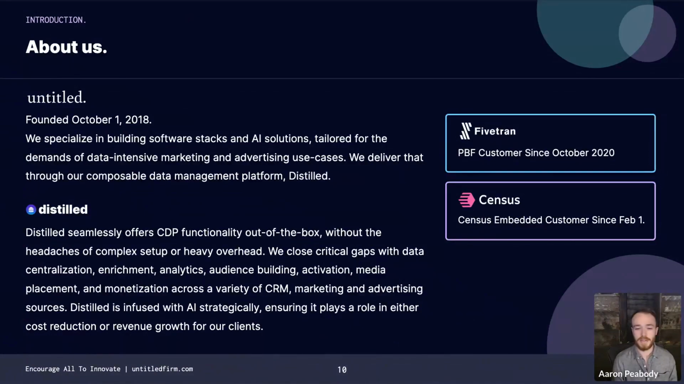Historically, we're a services business, absolutely doing that, building bespoke stacks, and then subsequently saw the same use case over and over again. And so we bolted that into a product called Distilled, which is a distillation of all the work that we've done historically. So there's a pun and double layer of irony there. But really what Distilled is, it's a CDP out of the box. And so we close gaps around data onboarding, enrichment, modeling, and then ultimately building audiences to activate those to various advertising platforms as well as our own DSP.